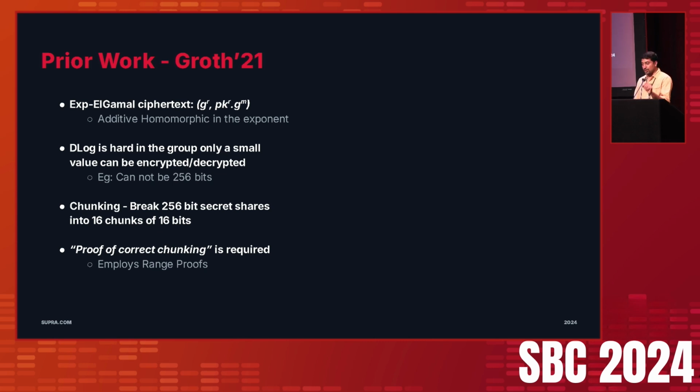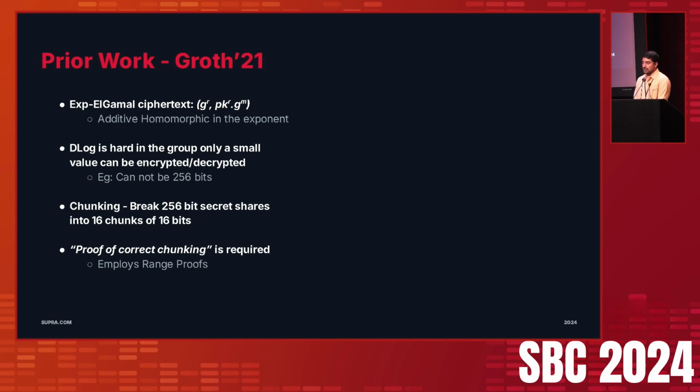But using the process of chunking entails them to actually have another proof showing that each of the chunks is of a certain smaller range. So which they call proof of chunking, correct chunking, which involves range proofs and in their case an approximate range proof.